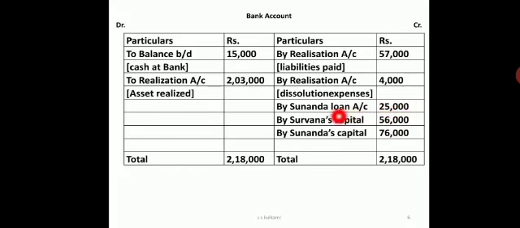Then whatever is remaining, the partners' capitals balance, which we have taken to the bank, has to be transferred to the bank account. So Suvarna is 56,000, Sunanda is 76,000. Now the total of my credit and the total of my debit should be equal, at 2,18,000. When my cash account tallies, that means the firm is completely dissolved. So on dissolution, we should not have any balance of cash.